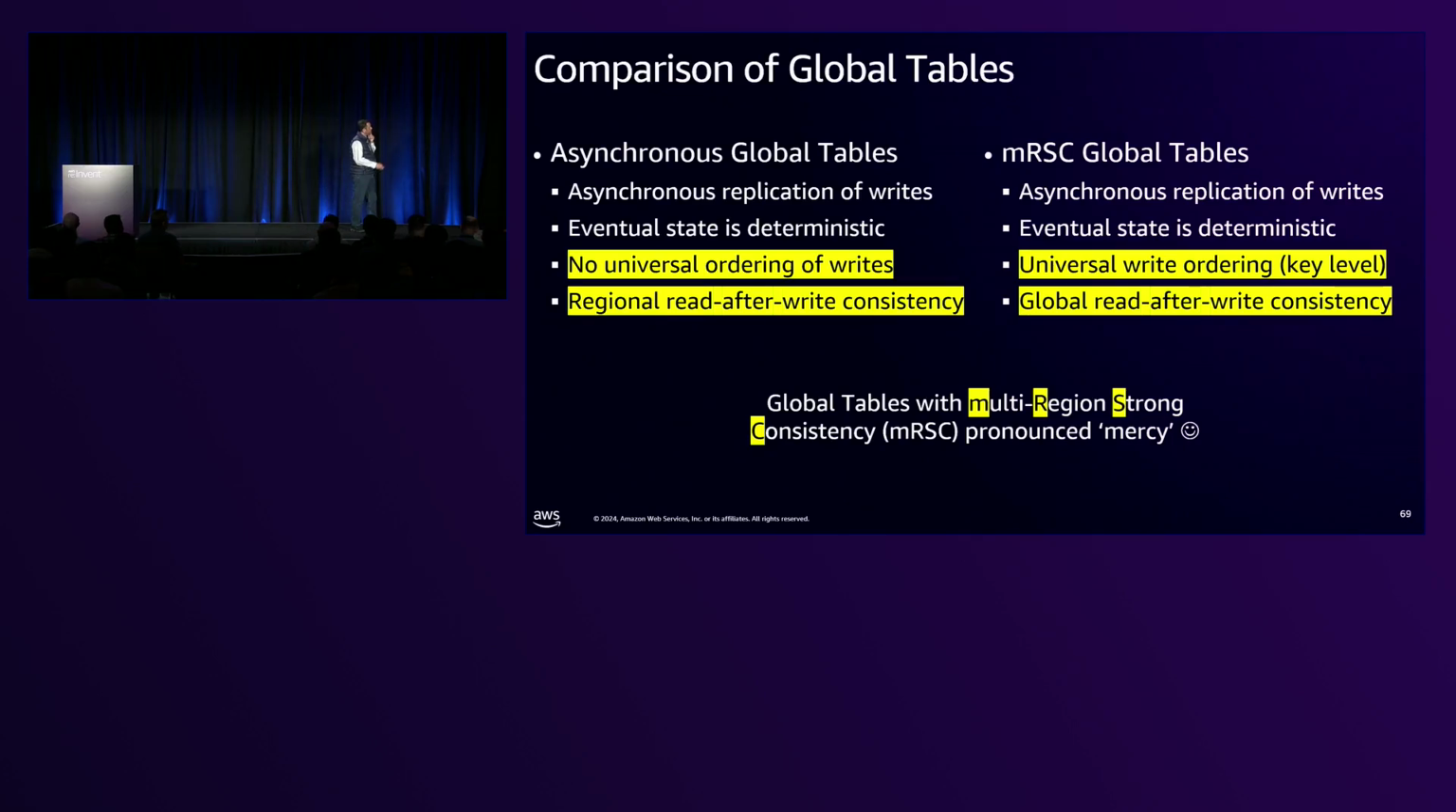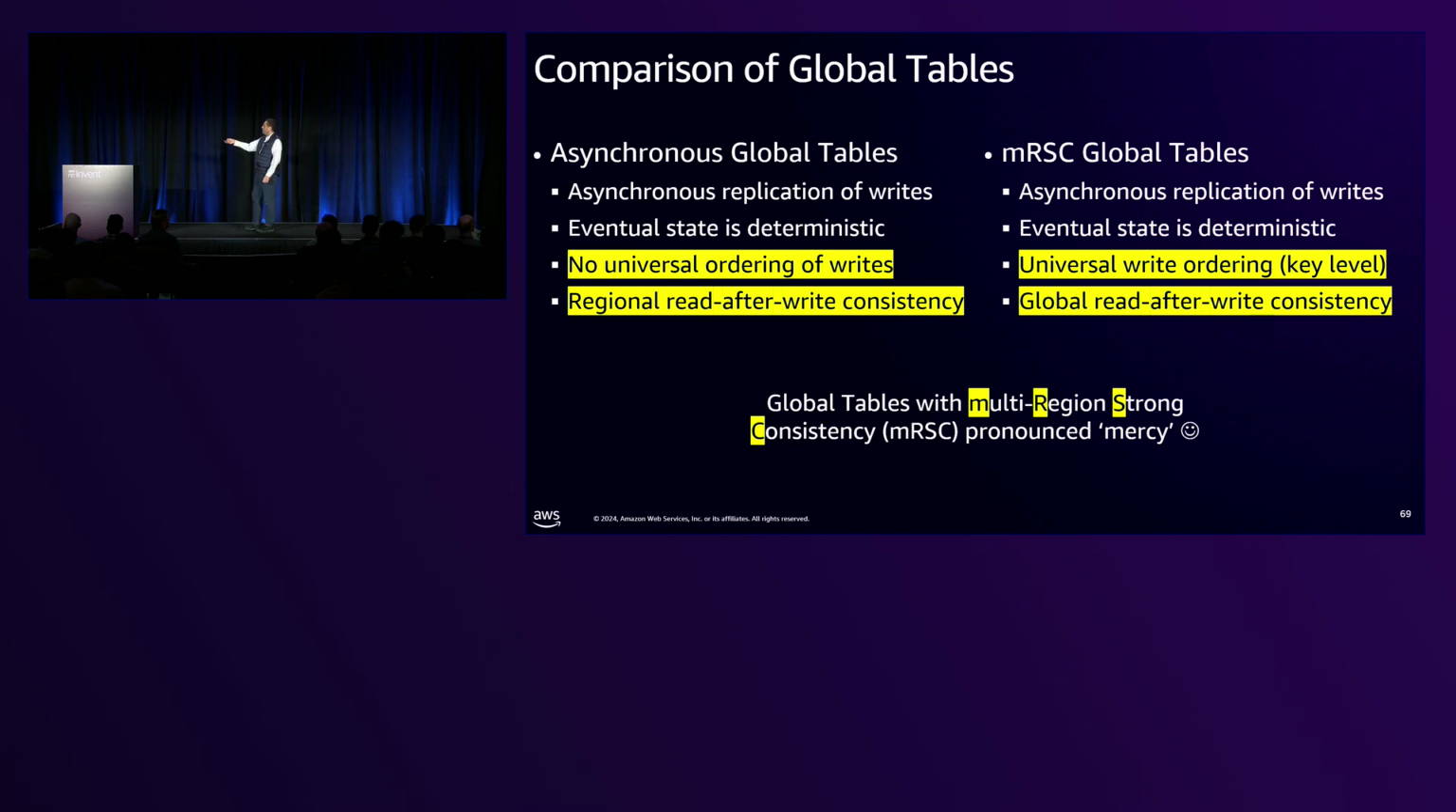So, announced this morning, multi-region strong consistency for global tables. And here's a comparison of what it is. The writes are asynchronously replicated in both cases. Yes, that is not a typo. The writes are asynchronously replicated, but while the eventual state is deterministic, you now have universal write ordering at the key level.